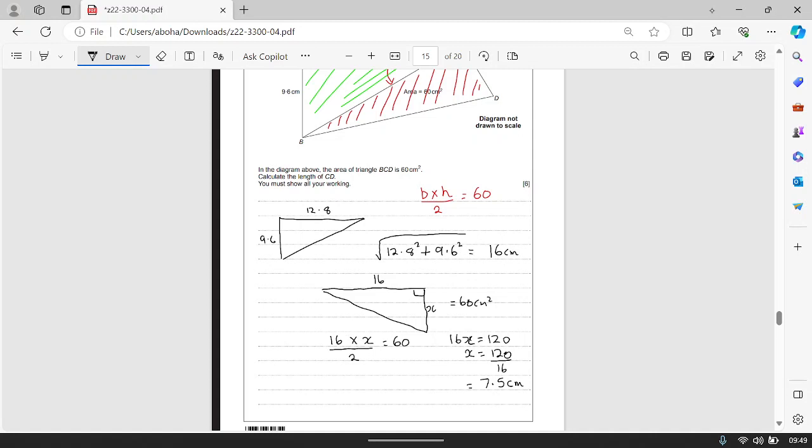But this is going to be pretty easy to do anyway, to check, because all you've got to do now is if you take the answer of 7.5 and plug it back into here, so 7.5 times 16 divided by 2, the answer will be 60.